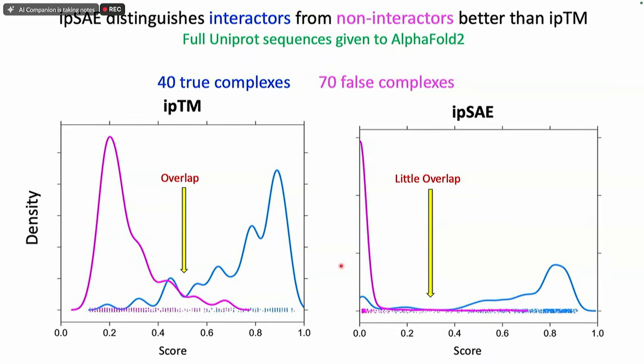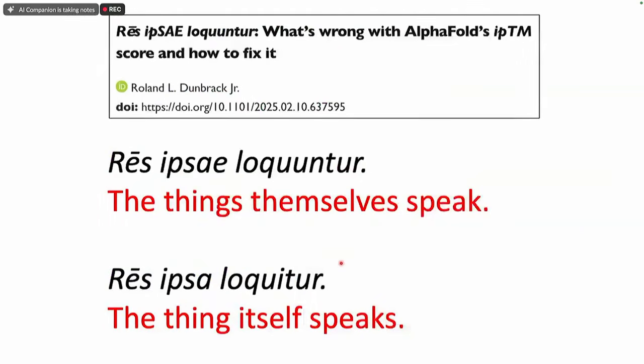So this is a better score for distinguishing true interactions from non-interactions. It comes from a Latin phrase, res ipsae loquuntur, which means the things themselves speak. The singular of that is res ipsa loquitur. I took Latin in high school, so it's fun.